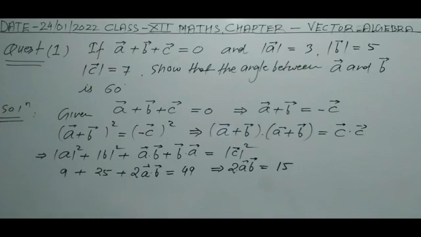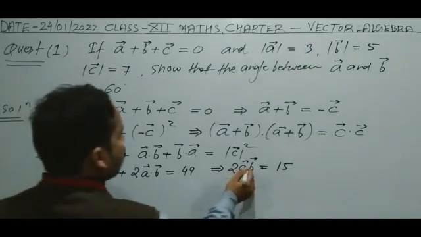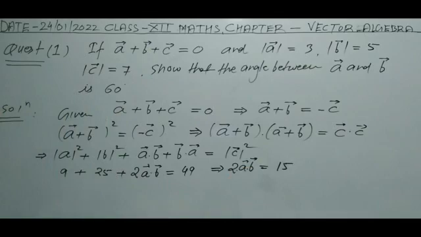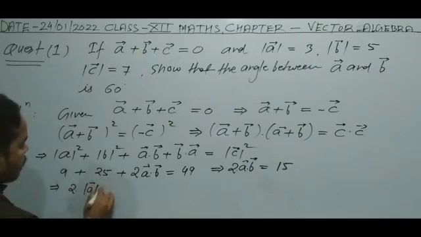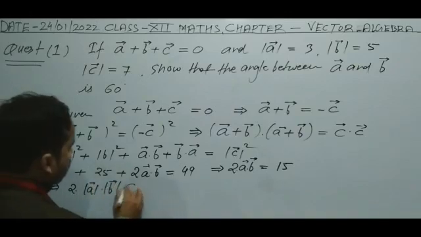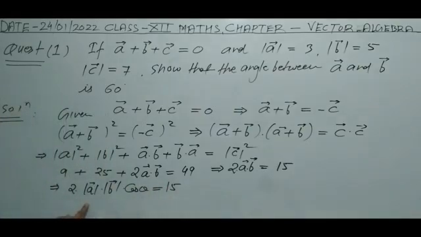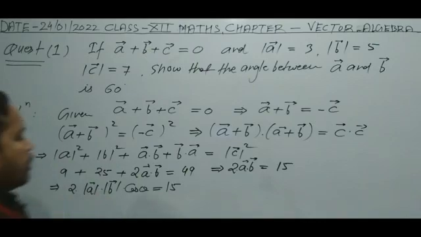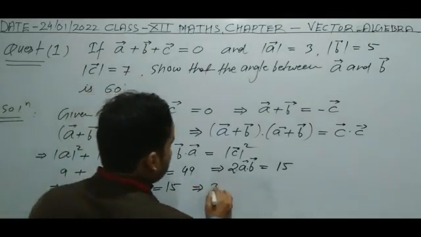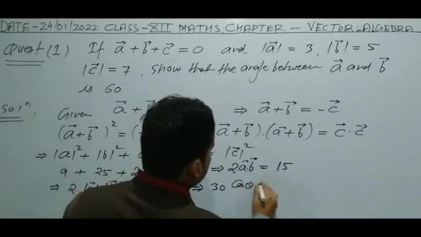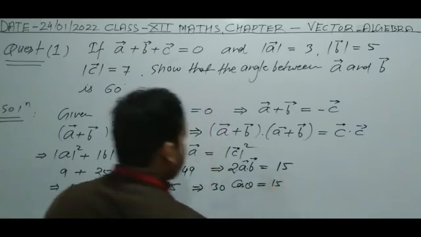So A dot B, you know the formula: A dot B is mod of A, mod of B, cos theta. So we can write 2 times mod of vector A into mod of vector B into cos theta is equal to 15. Now this is 3 and this is 5. So 3 times 5 is 15, times 2 is 30. This implies 30 times cos theta is equal to 15.